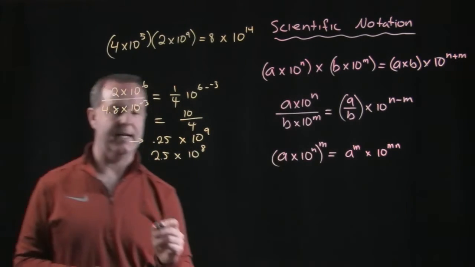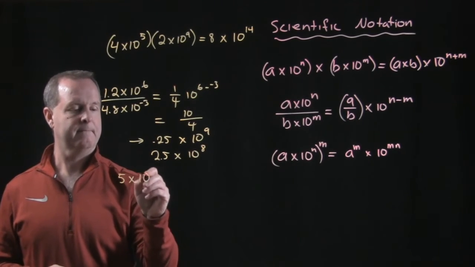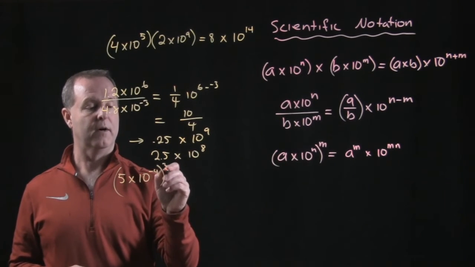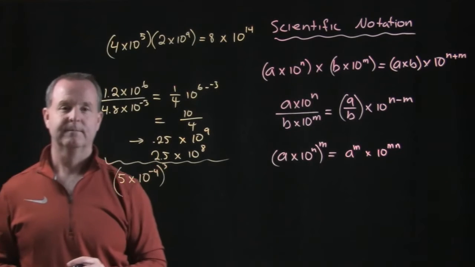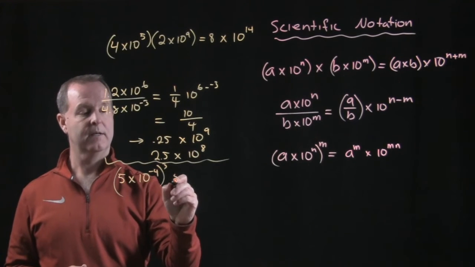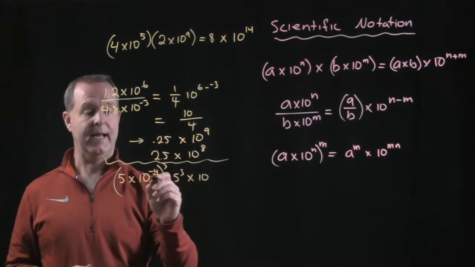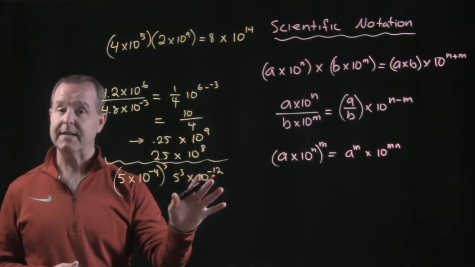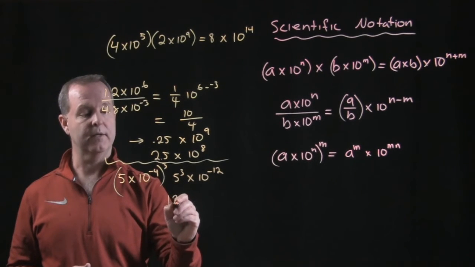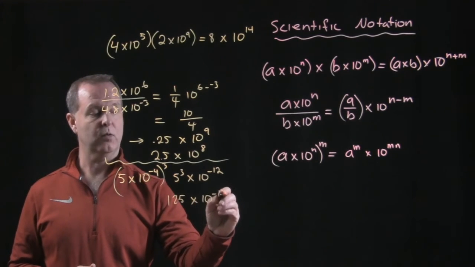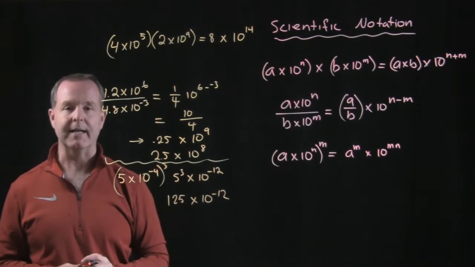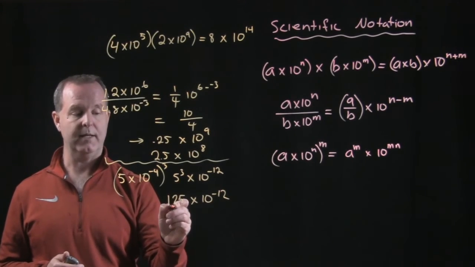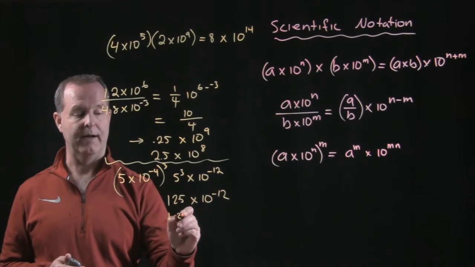And then 5 times 10 to the negative 4th, all to the 3rd. Well, this model tells us this becomes 5 to the 3rd times 10 to the power of negative 4 times the 3, which is a negative 12. That's non-scientific notation. So 5 cubed is 125 times 10 to the negative 12. 125 is not in scientific notation format because it needs to be a number between 1 and 10. So the decimal point really should be here at 1.25.